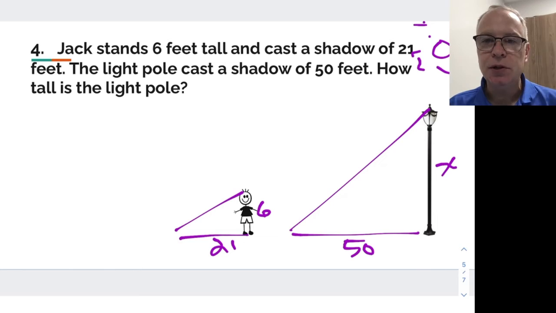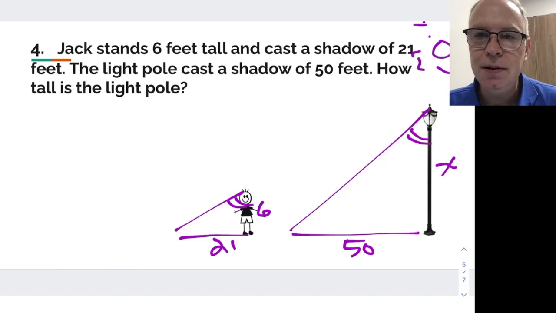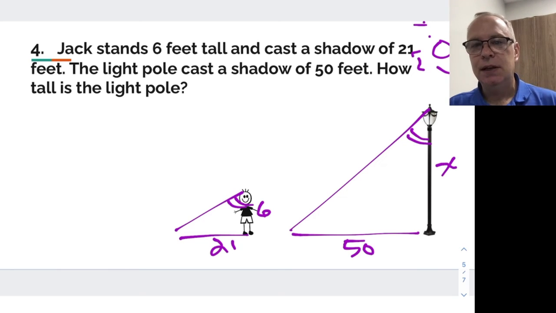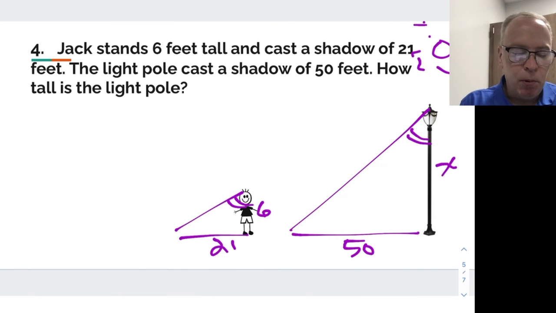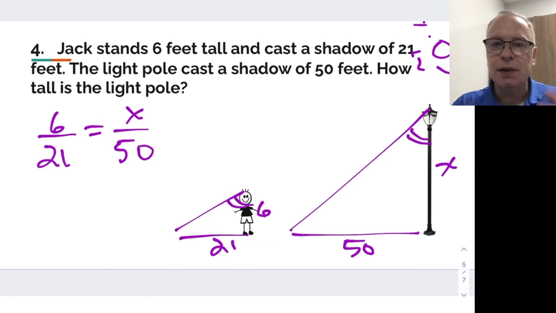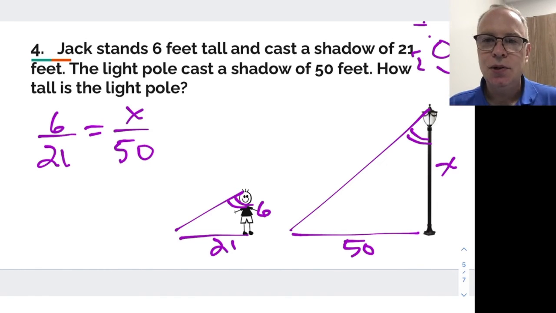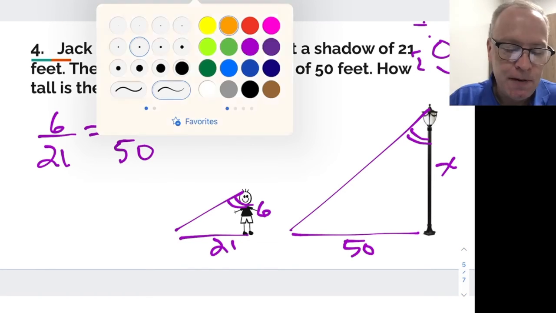These are called similar triangles. They are exactly the same shape because this angle is the same as this angle thanks to the sun. And you don't really need to know that here. You might remember it from geometry. So we can set up a proportion. Height is to shadow as height is to shadow. And sometimes I actually say that out loud that way so that I make sure that I get the fractions set up right.